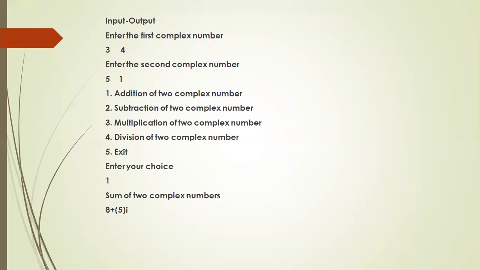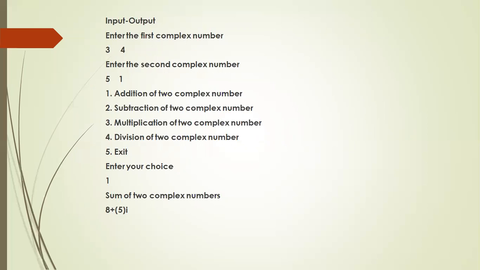So this is one simple example for input and output. I have given the example of how you should give the input and what the output is. Enter the first complex number. I have given 3, 4. So 3 is C1.R, 4 is C1.I, so the complex number will be 3 plus 4I. Enter the second complex number 5, 1. That means the second complex number will be 5 plus 1I. C2.R equals 5, C2.I equals 1.